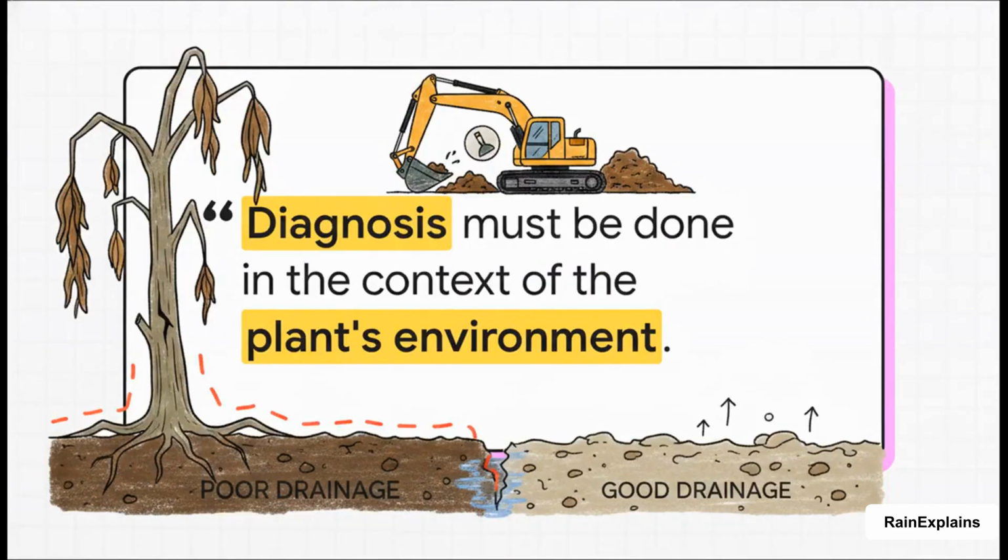As this quote perfectly highlights, an accurate diagnosis has to look at the surrounding environment. For example, a tree might look horribly wilted, which naturally prompts you to water it. But if you stop and investigate the context, you might discover it's sitting right next to a construction site and recently had a huge portion of its root system sliced off. In that case, the lack of water isn't the issue at all. The lack of roots is.